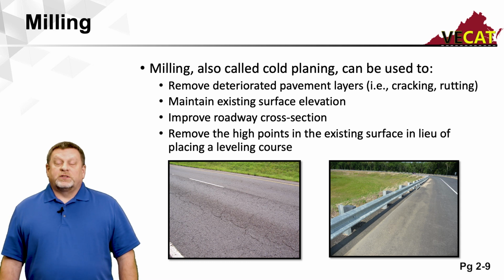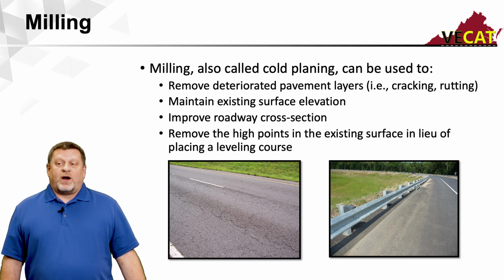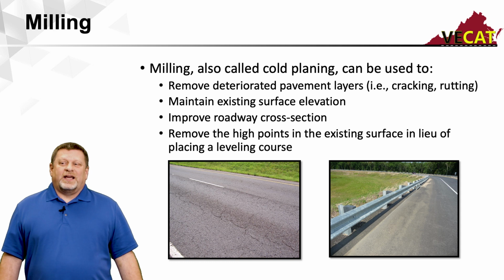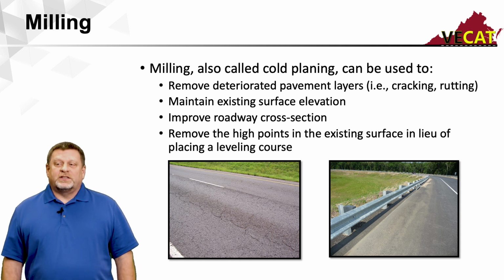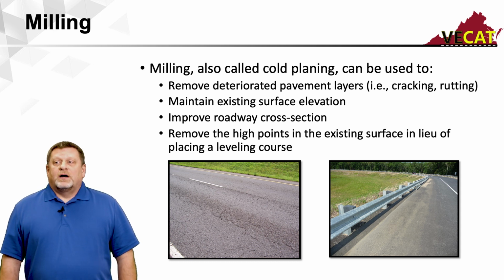Start with milling, which is also called cold planing, can be used to, as we stated previously, remove deteriorated pavements. You can see that in the picture here on the left. This pavement obviously has some cracking going on. It's hard to see at this angle. It may have a little bit of rutting. You can see the changing color there, but you wouldn't want to lay a new pavement over this surface, as that cracking would reflect through the new pavement quickly. So it's important when you have a deteriorated pavement to remove this prior to adding an overlay.